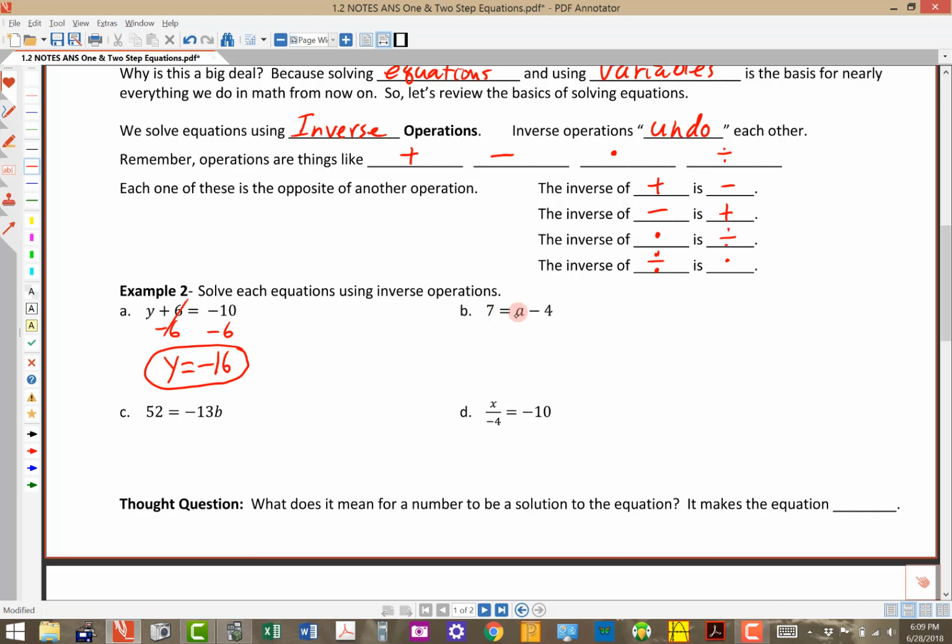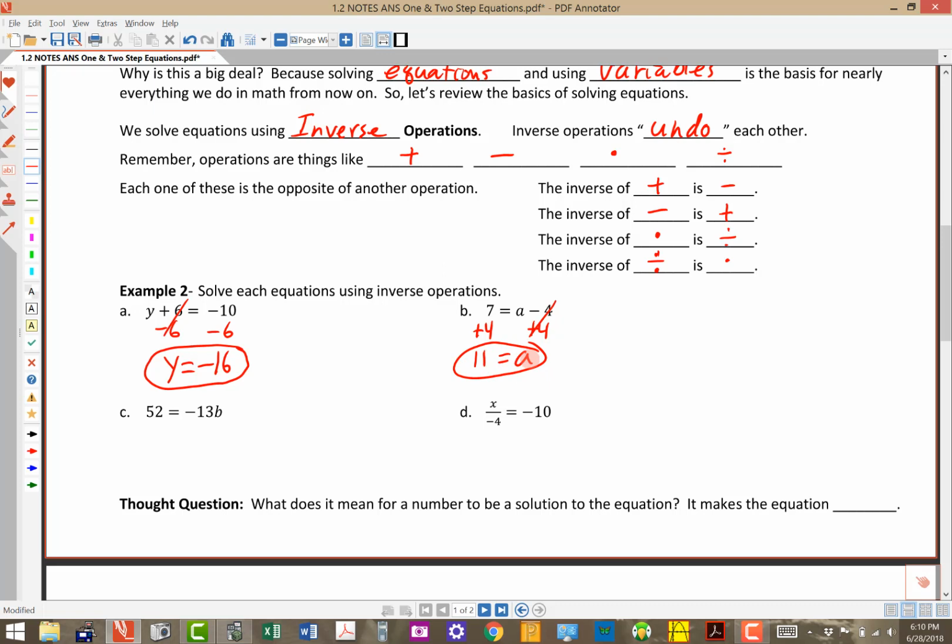We want to get the variable by itself. The variable's over here, so we want to undo subtracting 4. So we're going to add 4 to both sides. Remember, you have to do exactly the same to both sides so we keep these balanced. Sometimes that's called the golden rule of algebra. So negative 4 plus 4, that makes 0. So on this side we have a, and on this side we end up with an 11. So a equals 11.